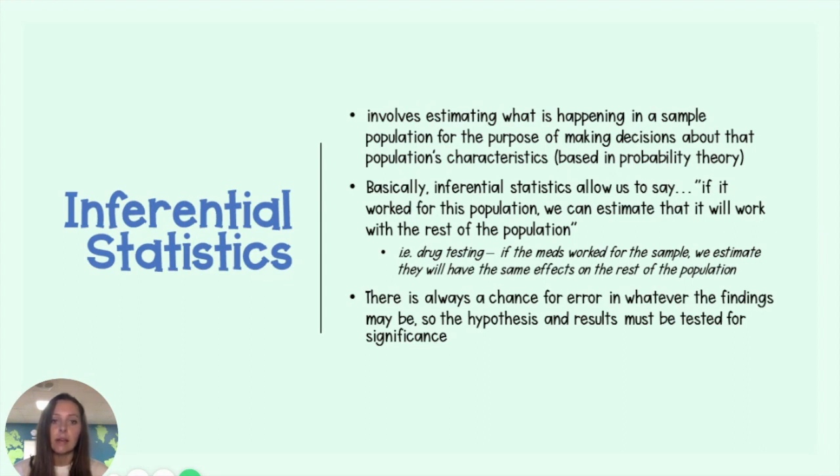So basically this allows us to say, if something works for this population, we should be able to estimate that it's going to work for the rest of the population. So for example, if you have drug testing, if there were meds that worked for a specific sample, then we can estimate that it's going to have the same effect on the rest of the population as it did on a sample population. Obviously, there's always a chance for error here in whatever our findings might be.